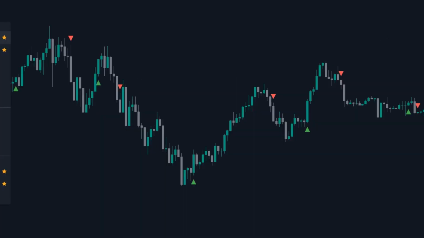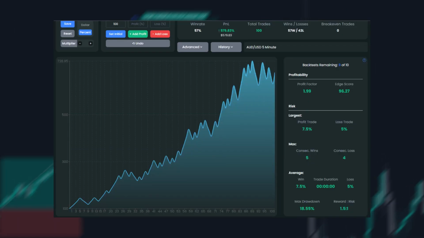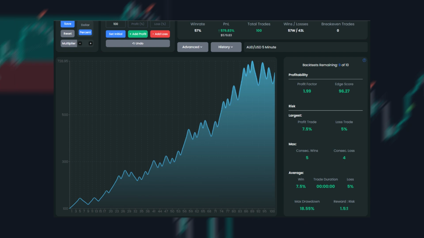Easy, right? Now, let's take a quick peek at the backtesting results. We tested this strategy on a 5-minute chart of the Australian dollar USD pair.